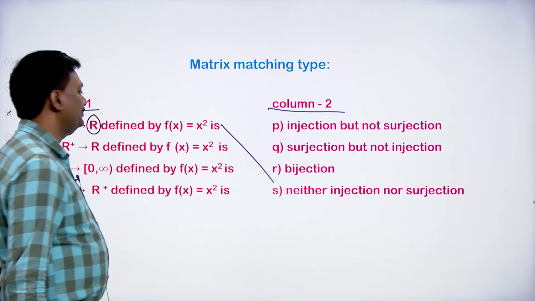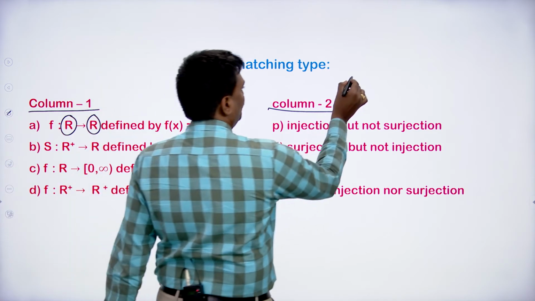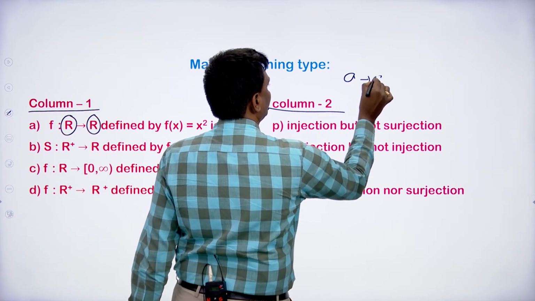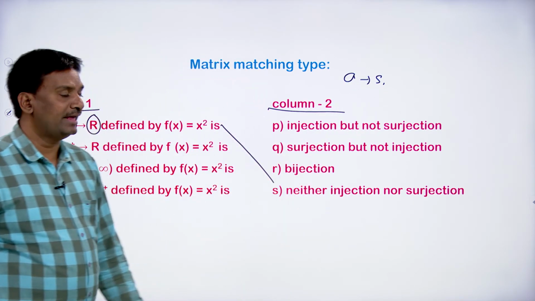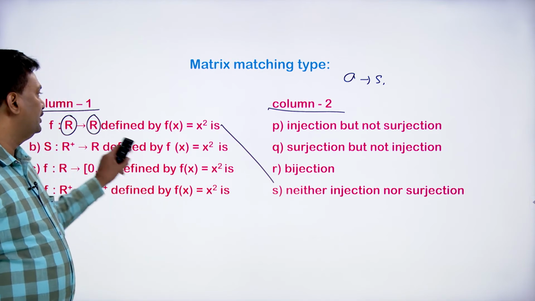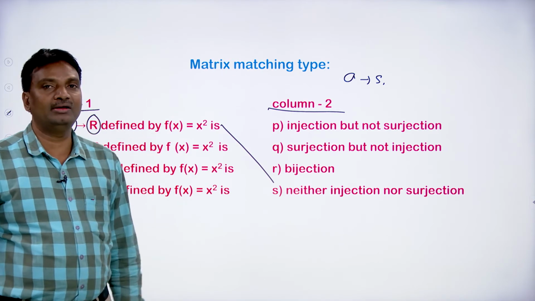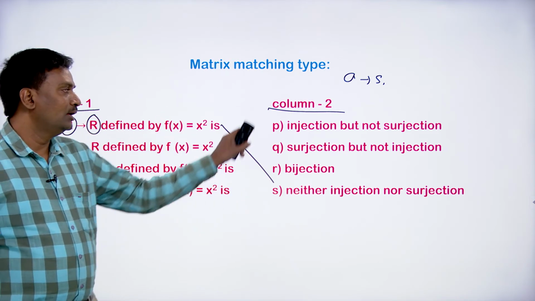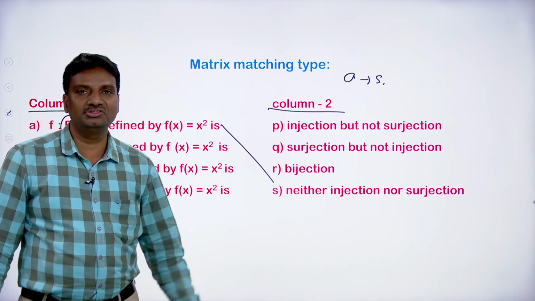So we can map A to S. So we can map for the question A, we have the answer yes in column 2. So here f maps R to R, defined by f of x equal to x square. So here we have the answers like this in column 2.